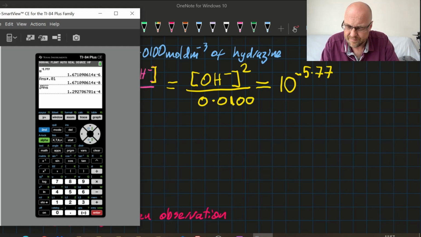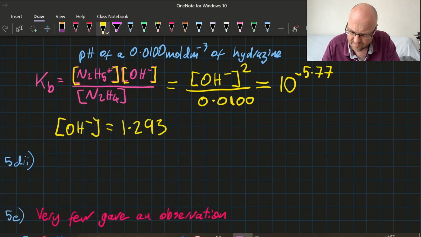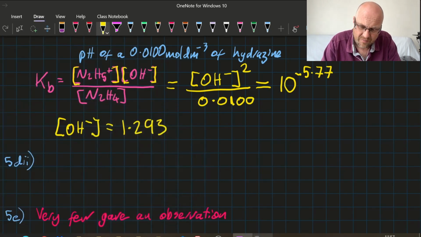1.29. Let's keep 4 sig figs. 1.293. Did I miss an exponent there? Oh yeah, geez. Times 10 to the minus 4 moles per decimetre cubed.